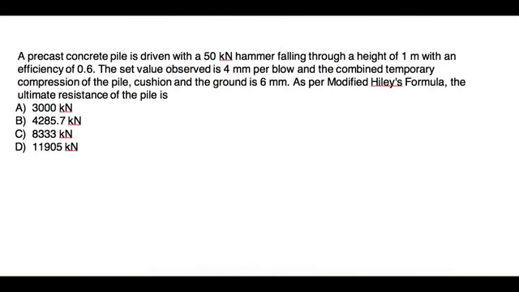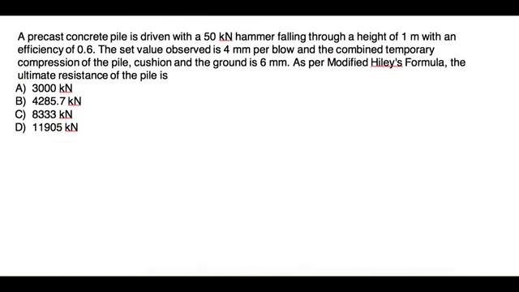Everything is given. And after that, let's see the next one. A precast concrete pile is driven with a 50 kilonewton hammer falling through a height of 1 meter with an efficiency of 0.6. The set value observed is 4 mm per blow, and the combined temporary compression of the pile cushion and the ground is 6 mm.